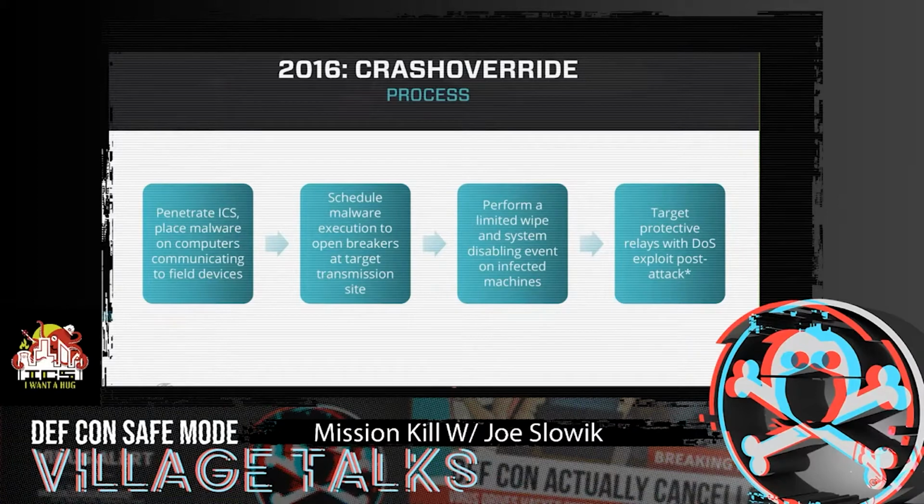So the way that this attack worked is first penetrate the industrial environment and place malware on computers that can communicate to the field devices that actually control the breakers, then schedule that malware in order to open breakers at the target transmission site to do a sort of coordinated effort. And then there was some after effect limited system wipe and some disabling events on infected machines that induced a loss of at least logical or SCADA control in the specific environment.